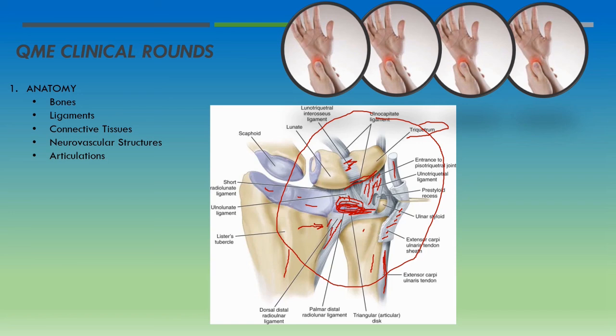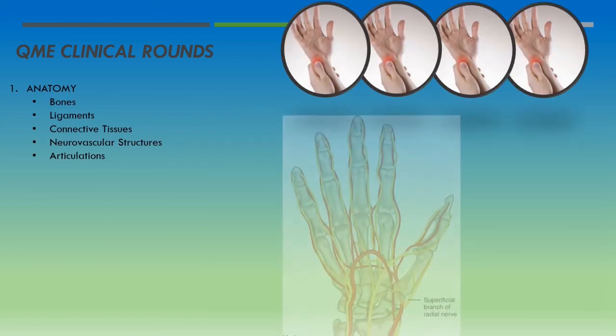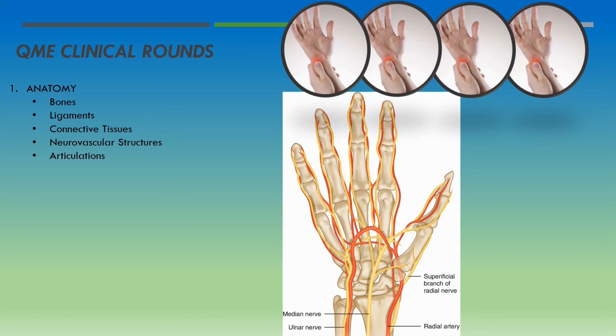Okay, so these are some of the connective tissues and ligamentous structures in and around the wrist. Let's take a look at some of the neurovascular and articular structures involved with our wrist injury cases. Okay, and then in this diagram we have the palmar aspect of your right hand. So take a look at the palmar aspect of the right hand.